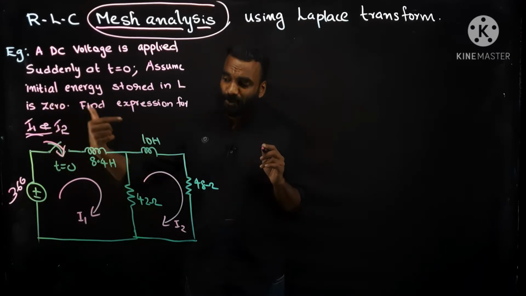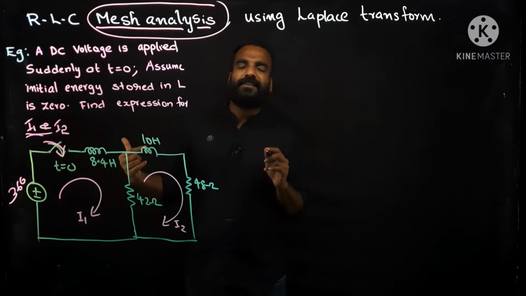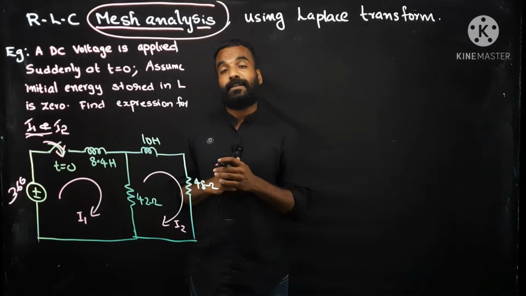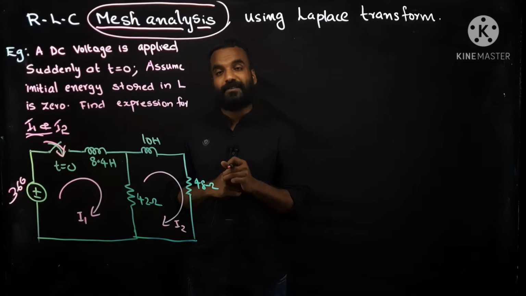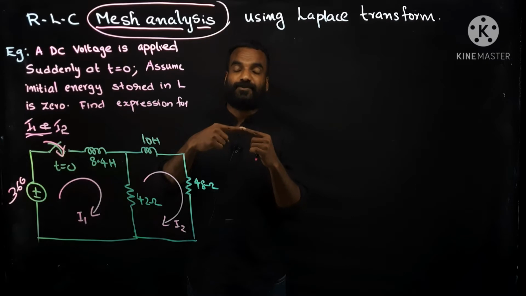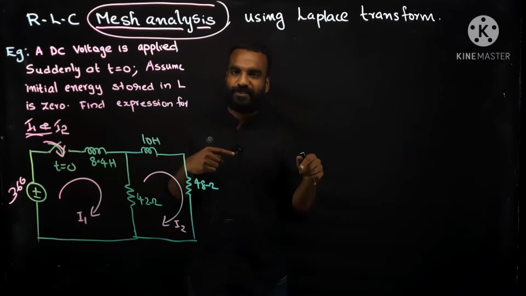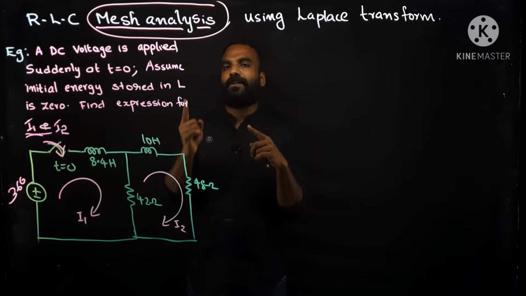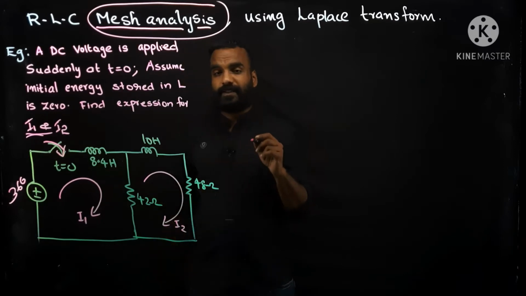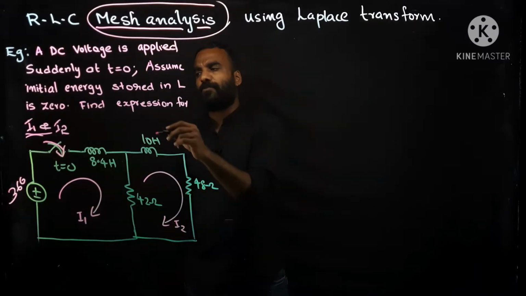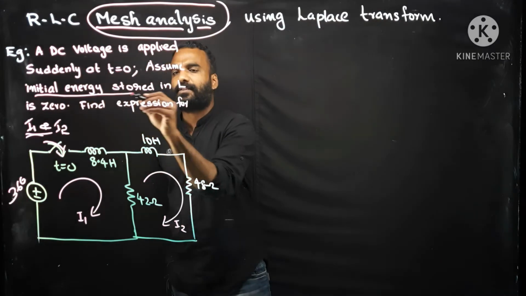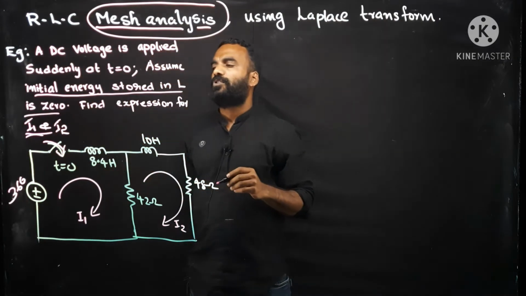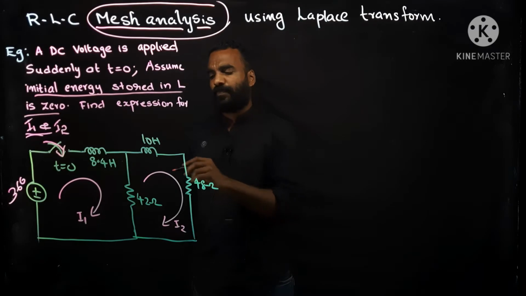But if the switch is closed initially and at t equal to 0 we are going to open it, then definitely there will be an initial current, because the circuit is already in steady state with the switch closed. So the inductor is replaced by a short circuit in steady state. And then at t equal to 0 the switch is going to open, so we will definitely get some initial current. But in such problems, generally they will give you the initial energy stored in the inductor as 0. So find the expression for I1 and I2.